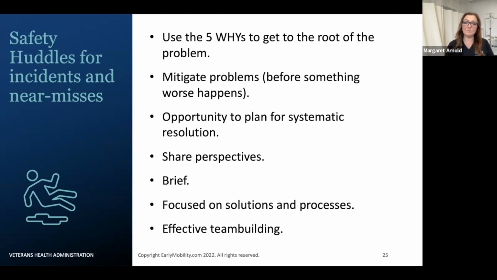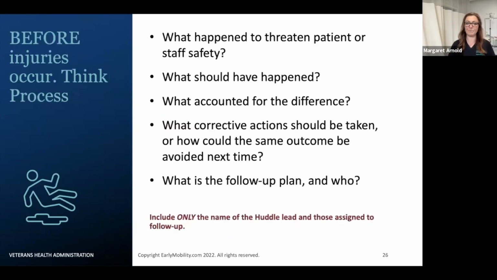Make opportunities to plan for systematic resolution. This is where you involve your team, your biomed, your facilities, your unit managers, your facility coordinator, program manager. Pull the whole team in to plan for systematic resolution. Share perspectives. Perform post-injury briefs, near-miss briefs. Focus on solutions and processes, and work on effective team building.